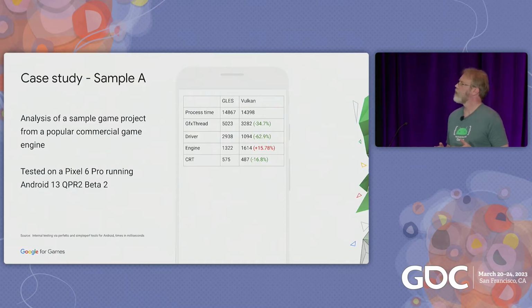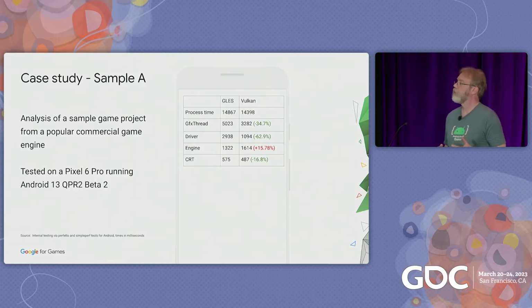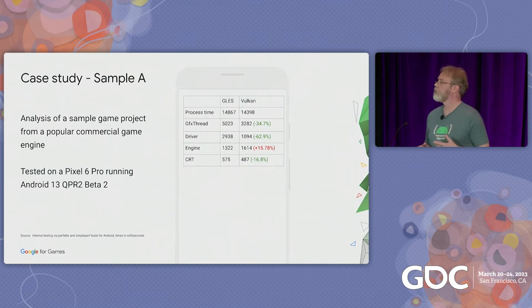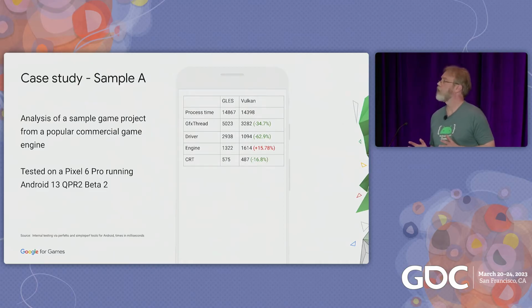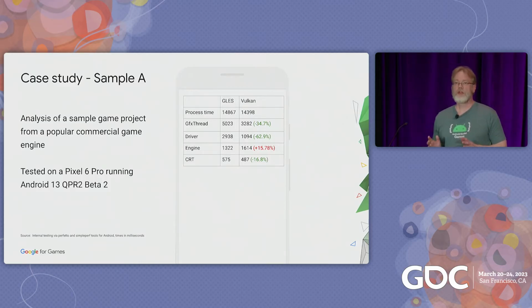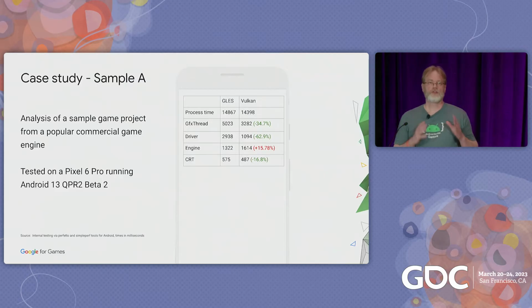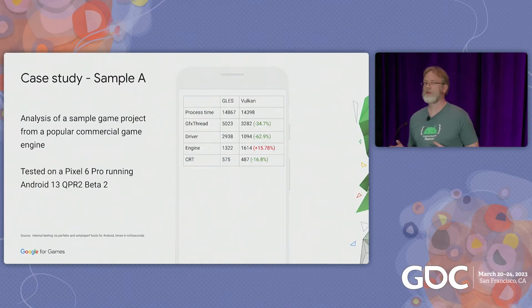So the graphics thread spends about a third less CPU cycles, roughly, on Vulkan versus GLES. How that breaks down between the driver, the engine, and the C runtime is interesting. The driver spends over 60% less time in Vulkan versus GLES, but the engine is about 15% more time. And that goes back to what I mentioned earlier. Vulkan does push some of the complexity to your engine that used to be handled by the driver. And that is reflected by the engine side doing more work. But in the grand scheme of things, it's a net major CPU time savings.